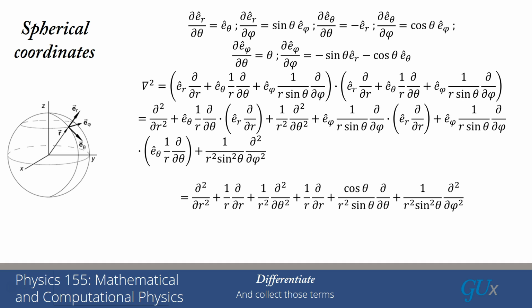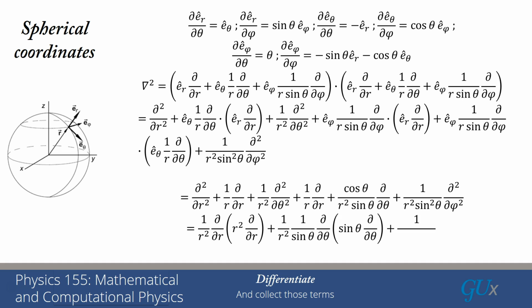Okay, it turns out we can simplify these by doing some derivatives that we put together. So d squared by dr squared plus 2 over r d by dr can be written as 1 over r squared d by dr of r squared d by dr. The two terms that have derivatives with respect to theta can be written as 1 over r squared, 1 over sine theta d by d theta of sine theta d by d theta. And then I have the last term, which involves the second derivative with respect to phi squared, which I don't touch. All right, we've gotten the Laplacian now in spherical coordinates.